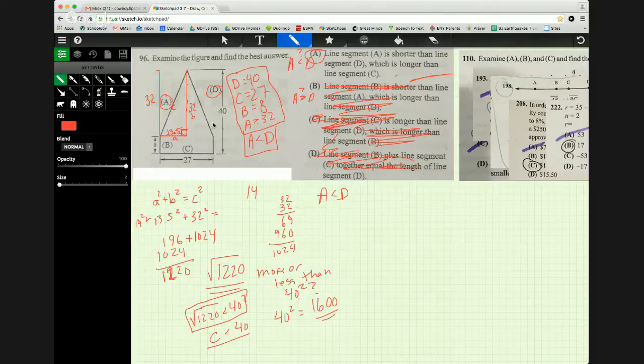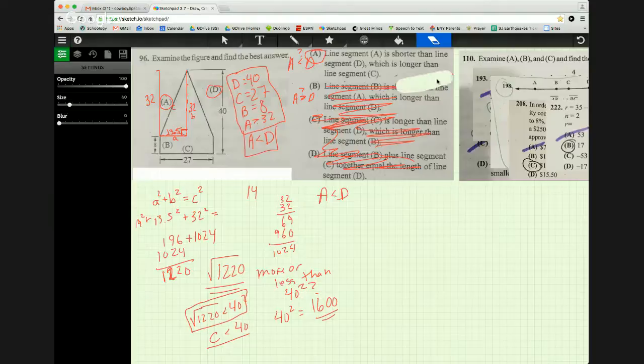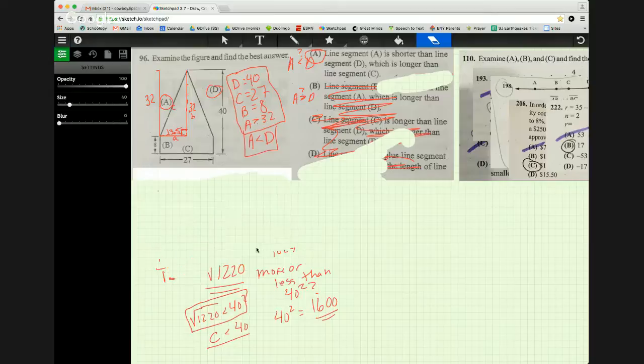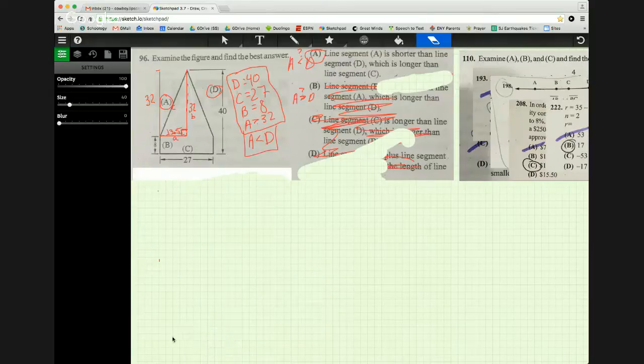So that was a long one. This is a pretty tricky one. And I'm going to come back and see if there's an easier way to do this, a shortcut. But for now, we're just going to stick with that. And we're going to carry forth and move on to number 110.